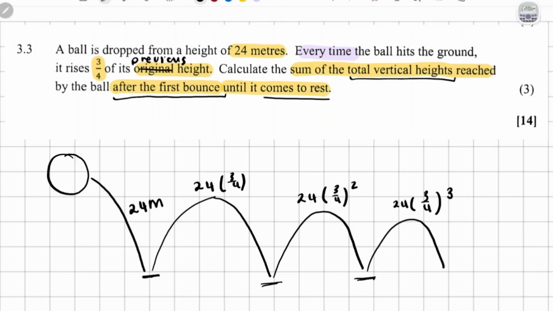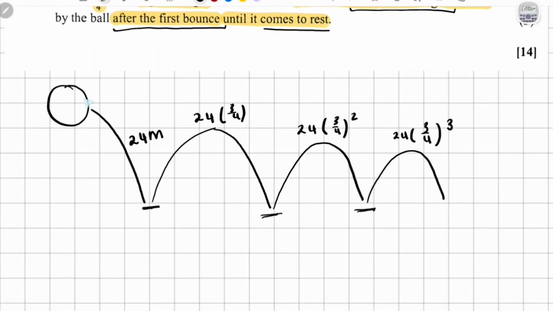So after the first bounce. So think about it. This is not a bounce. This height of 24 is just the height that the ball was dropped from. This is the first bounce. So this is where our pattern starts. Our pattern starts at this height, right? That 24 times 3 over 4. That's our first height, height 1.